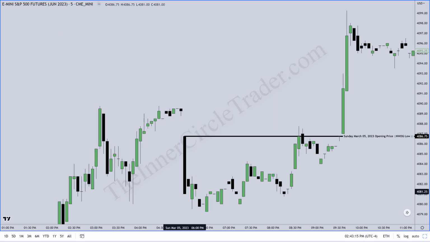So you can see the relationship of where that opening price is here on March 5th, 2023 at 6 p.m. That opening price is what I'm annotating. So to find the opposite end of the new week opening gap, we can see where price was on the previous Friday. So we're going to have to look at the difference between these two price points here to come up with the new week opening gap for March 5th, 2023.